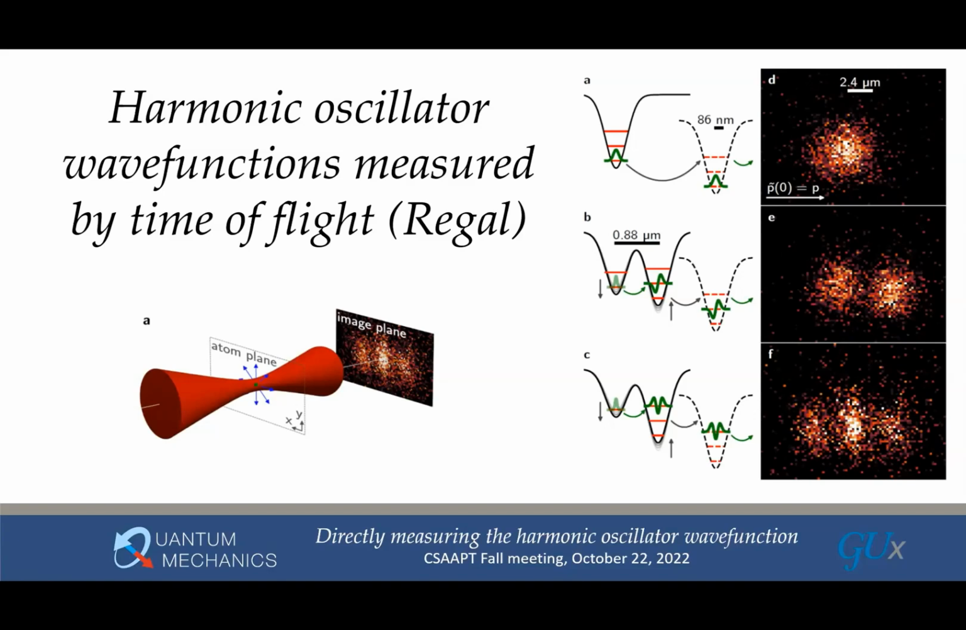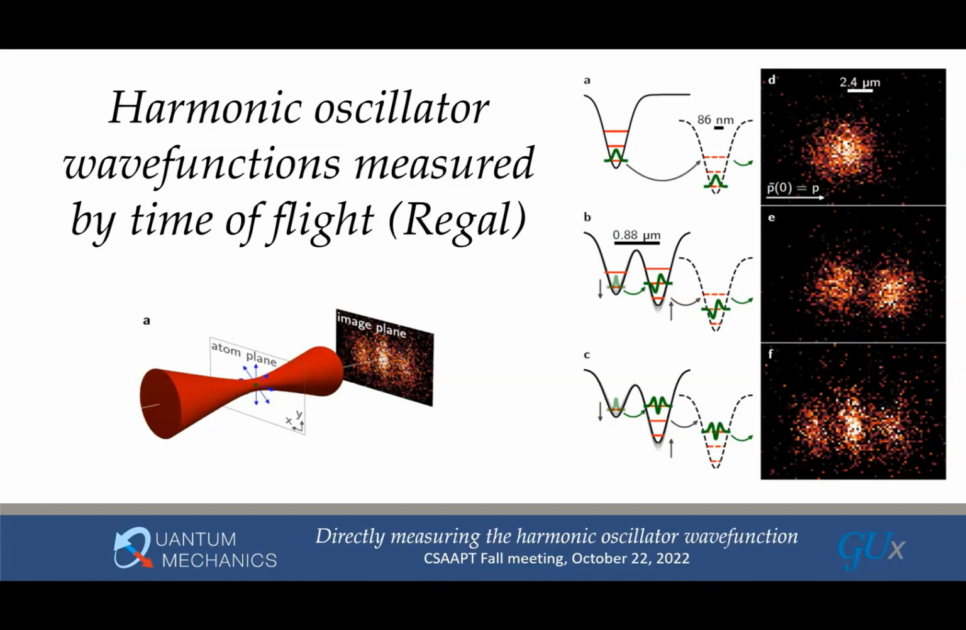Okay? And this is what you get. So on the top, you have the ground state. That is a nice Gaussian-like profile. You can't tell that it's Gaussian just by looking at the little pixels that are bright or dark. This is the first excited state with nicely two lobes showing the two peaks in the harmonic oscillator ground state.